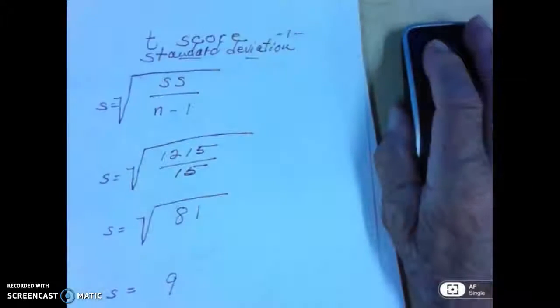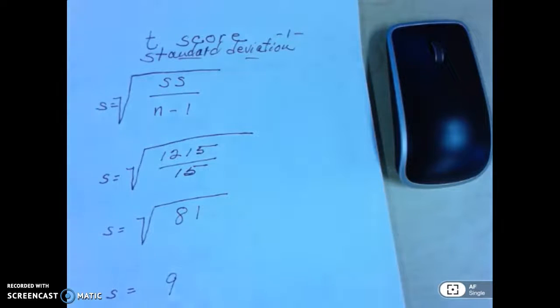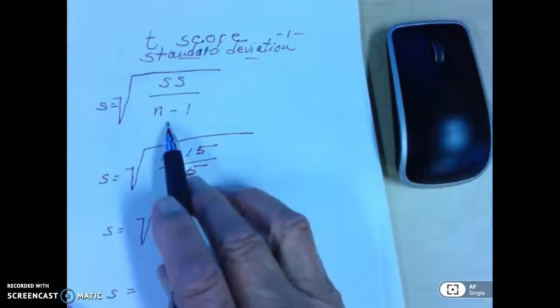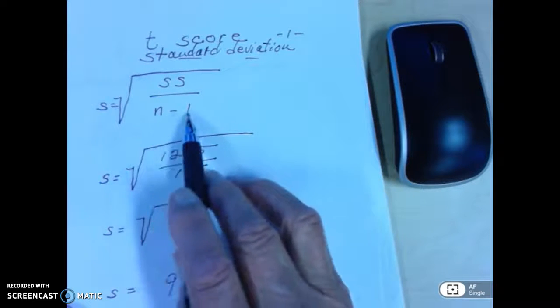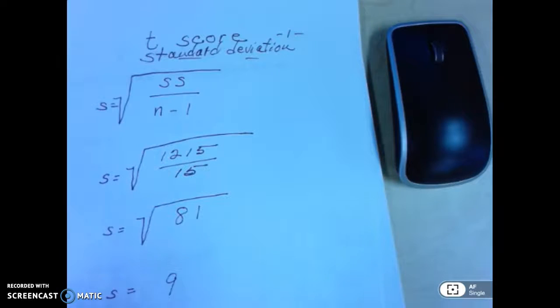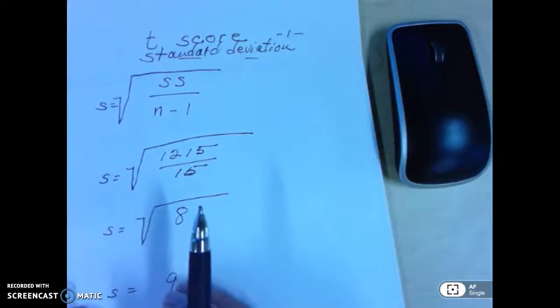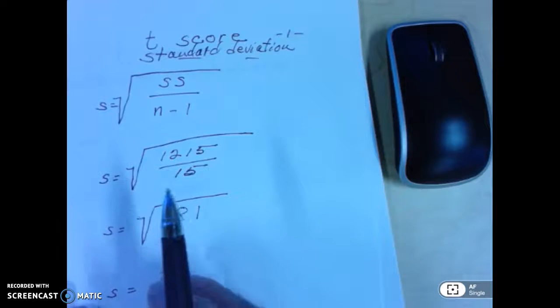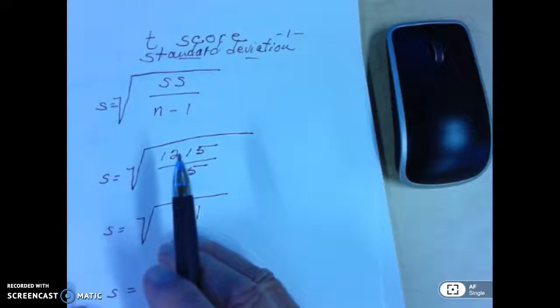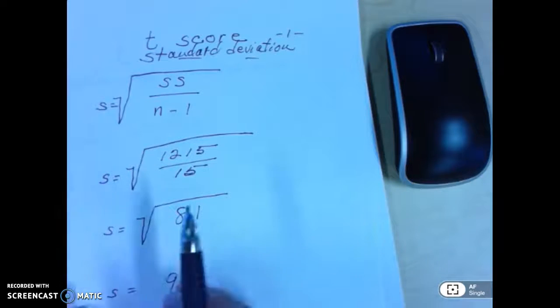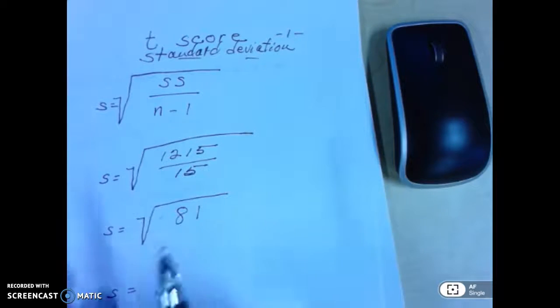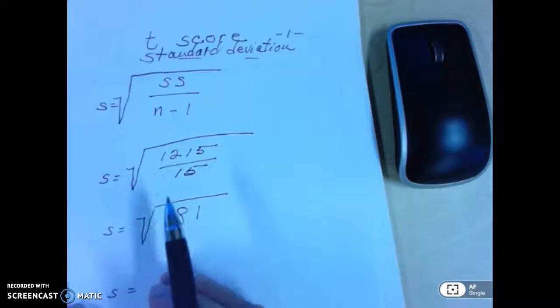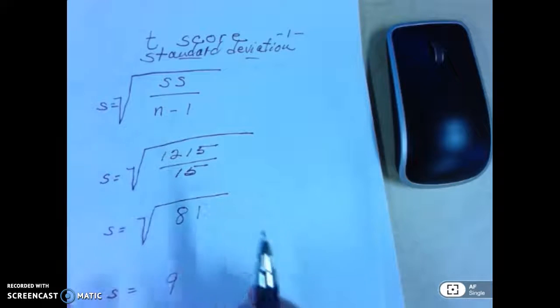Okay, now as we go through this then, we have the T-score. This is the standard deviation. We have the sum of the squares over n minus 1. Well, in this instance, our total sample size was 16. Now remember, for a T-score, we need a sample size of 30 or less. If we have a larger sample size, the T-score begins to appear like a Z-score, and when it gets to a sample size of 100, the T-score and the Z-score are practically the same.